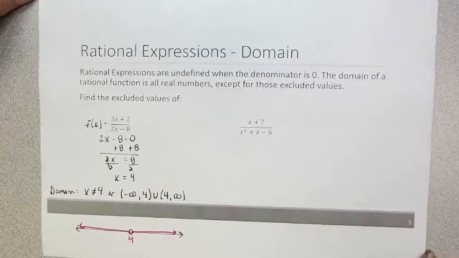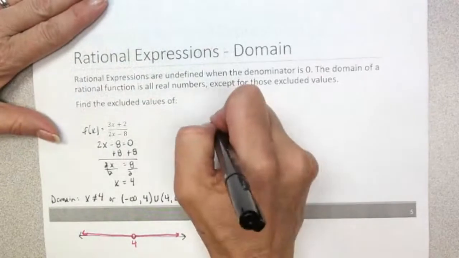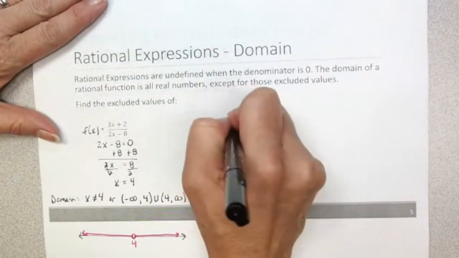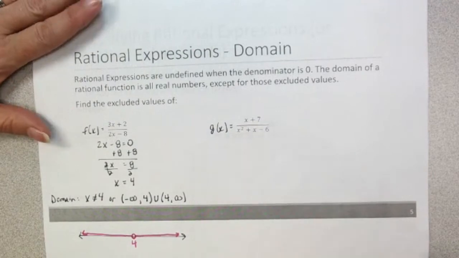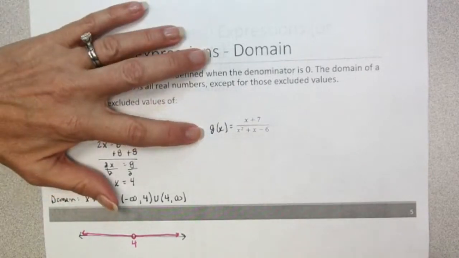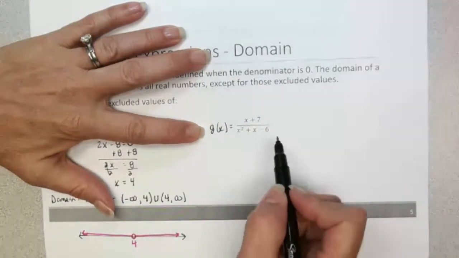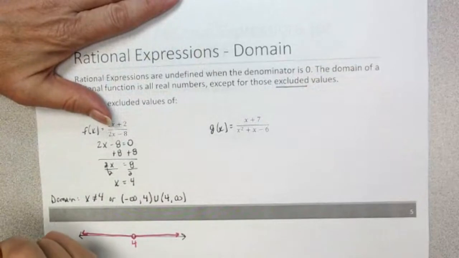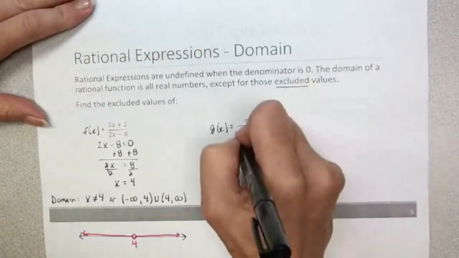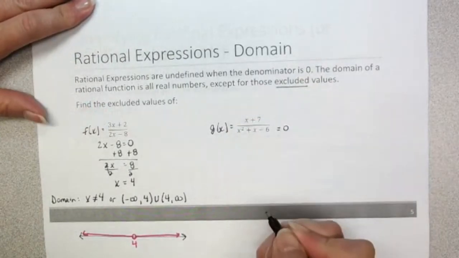Okay, let's look at the second example. Let's say that that function is called g of x. Well, the domain of this function would include anything that does not result in a 0 denominator. So we want to find the excluded values, the values for x that make that denominator equal to 0. So we'll set that denominator equal to 0 and we'll solve.